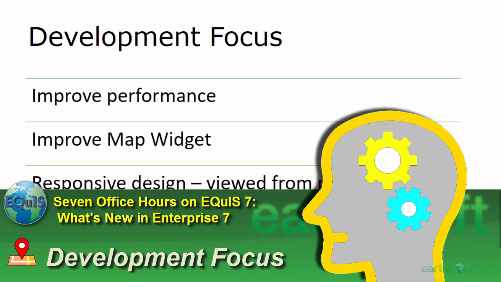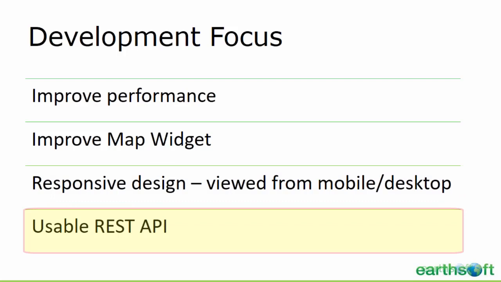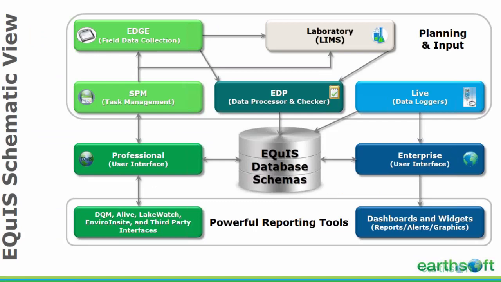The focus of our development team when working on Enterprise 7 was primarily to improve performance. They wanted to improve the map widget, the responsive design of Enterprise to be able to be viewed from mobile units and desktops, and also for a usable REST API. This is the overall view of how all of our products relate to our database. Enterprise fits in over here, as well as our dashboards and widgets to present the data.